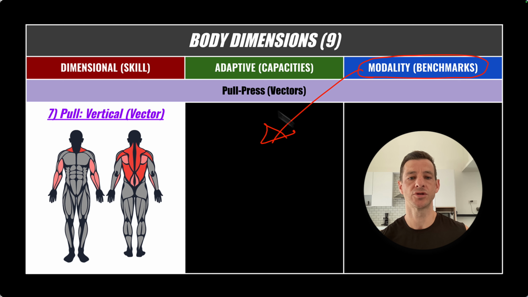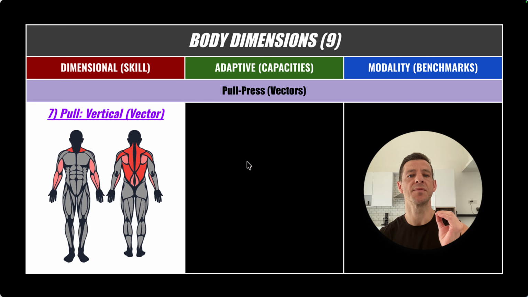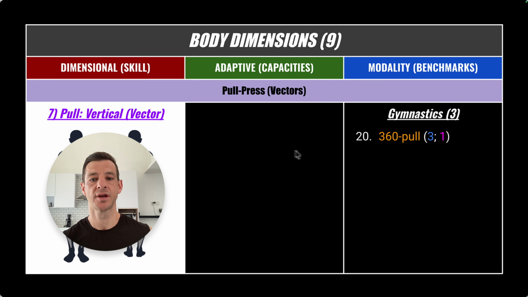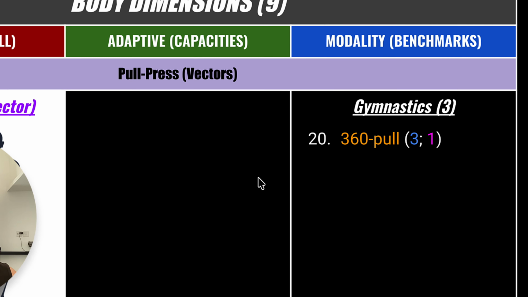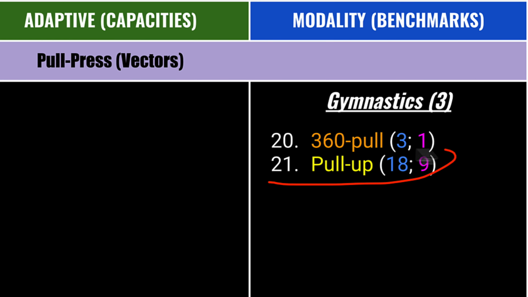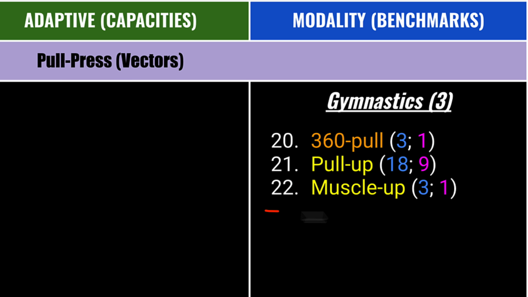We will then move to the adaptive capacities column in our matrix, asking the question, what are the exact requirements, as well as the benefits associated with working towards and achieving those fitness goals. So for our first and the 20th benchmark in the series, we have the 360 pull. It's a benchmark of dynamic straight arm stability, which we'll see in a moment. For the 21st benchmark, we have the pull-up, a benchmark of strength. And finally, we have the muscle-up, also a benchmark of strength.